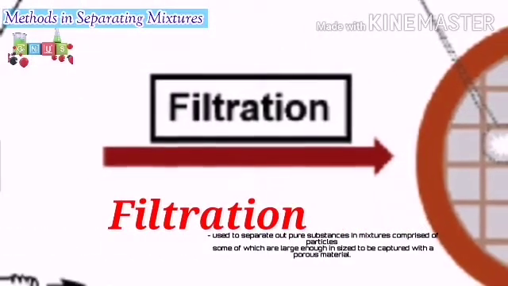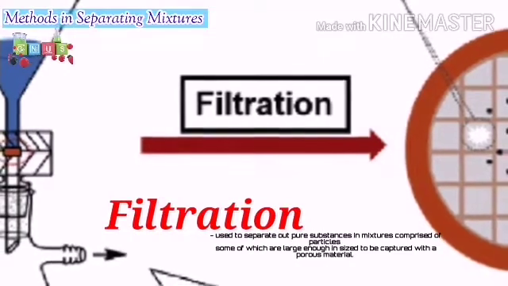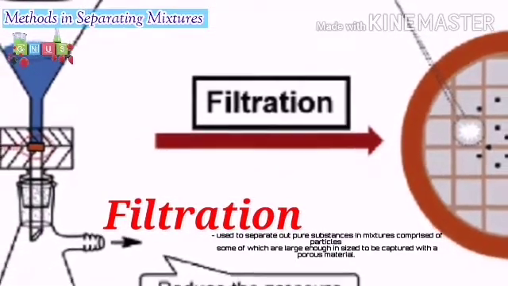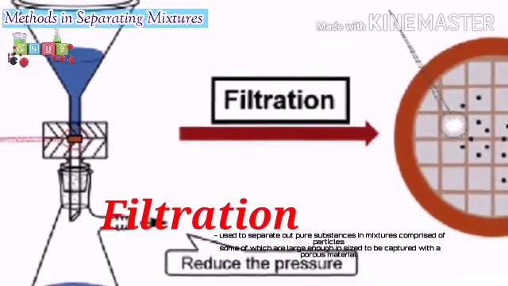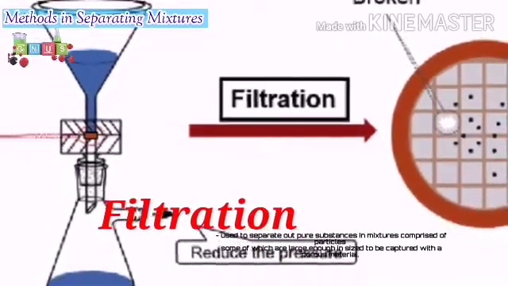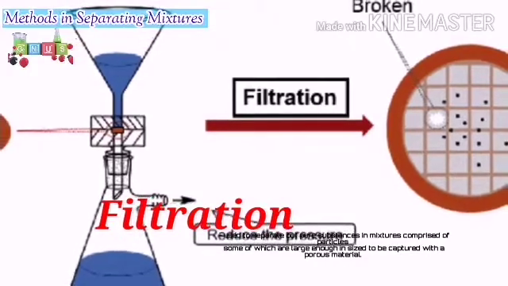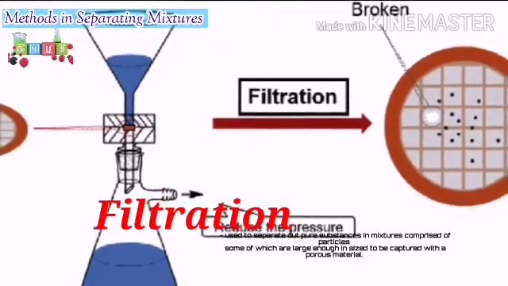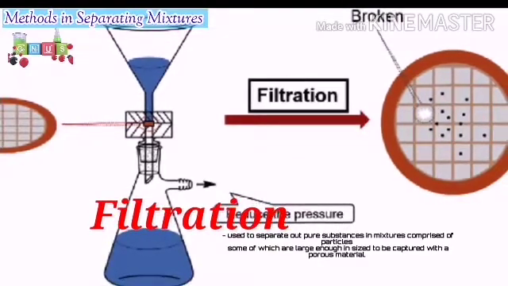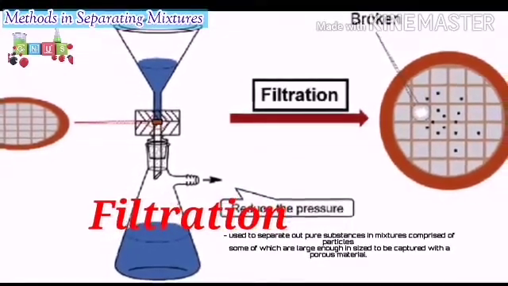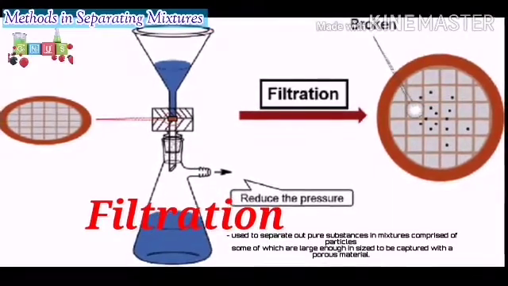Filtration. Filtration is a separation method used to separate out pure substances in mixtures comprised of particles, some of which are large enough in size to be captured with a porous material. Particle size can vary considerably given the type of mixture. For instance, stream water is a mixture that contains naturally occurring biological organisms like bacteria, viruses, and protozoans. Some water filters can filter out bacteria, the length of which is on the order of 1 micron. Other mixtures like soil have relatively large particle sizes that can be filtered through something like a coffee filter.